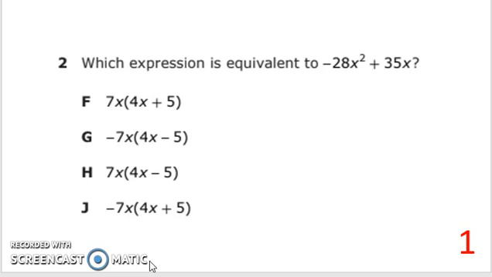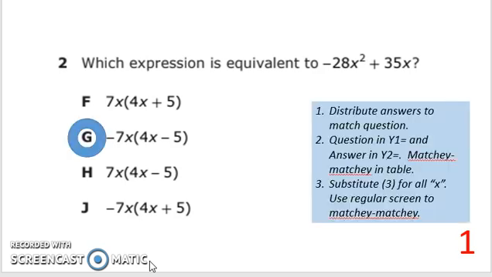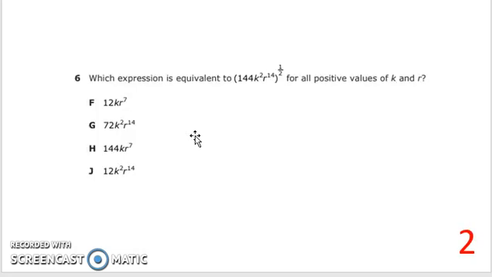Alright, so on this one it has the word equivalent. There are several things you can do. You can actually do the problem algebraically by distributing. You can put this expression in Y1 and then put the answer choices in Y2. Go to your table and play matchy-matchy. Make sure that all of them in Y1 and Y2 are the same. Or you can do 3-5-7. You can substitute in parentheses 3 everywhere you see an X in the regular screen and get your answer.